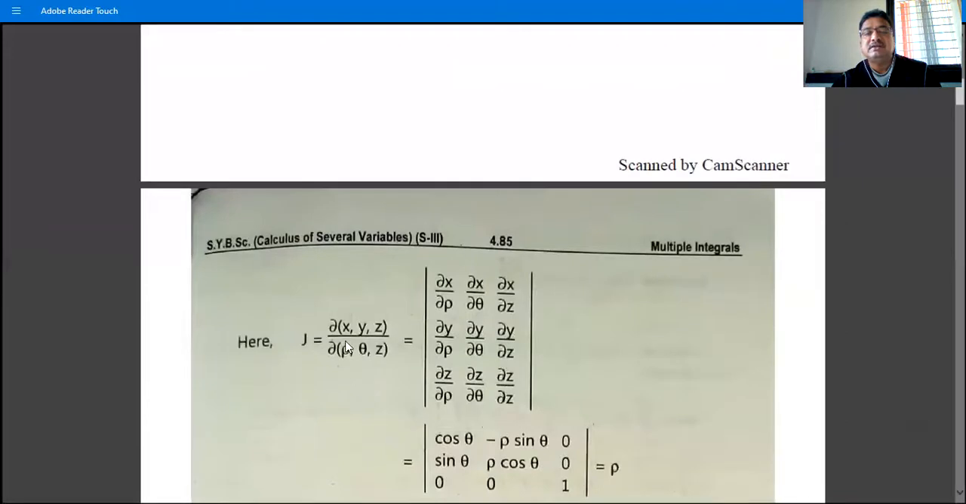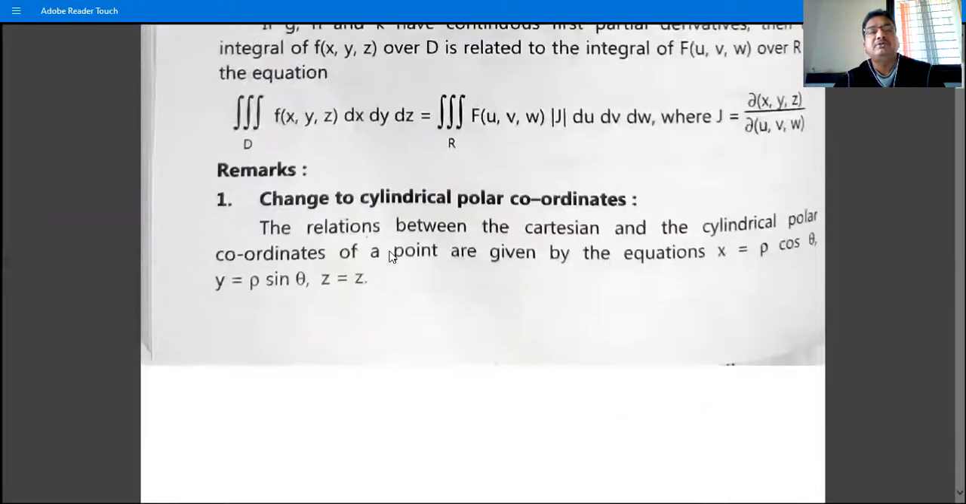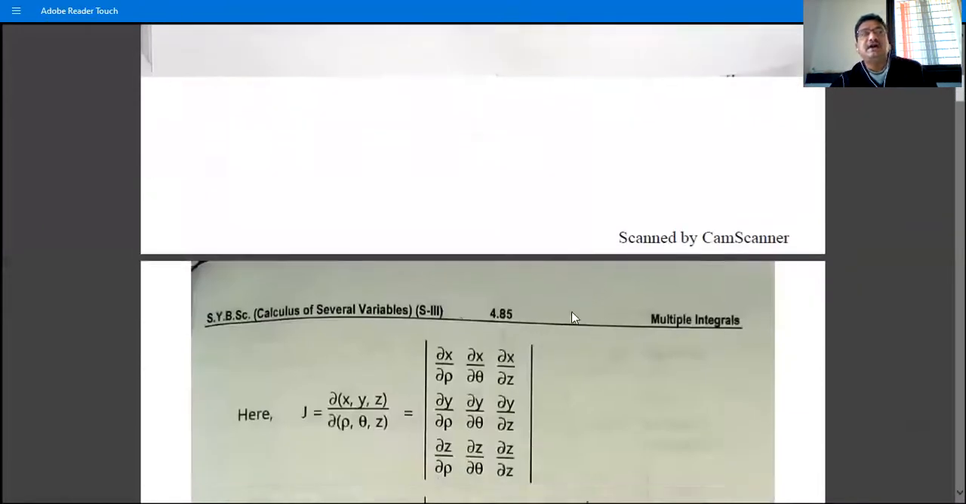If we take these cylindrical polar coordinates, then what is the Jacobian? It is del(x, y, z) by del(rho, theta, z), or r, theta, z. By using the definition of Jacobian, the first row is del x by del rho, del x by del theta, del x by del z. The second row is del y by del rho, del y by del theta, del y by del z, and the third row is del z by del rho, del z by del theta, del z by del z. Either write notation rho or r; we are familiar with the notation r, so we can also use r.